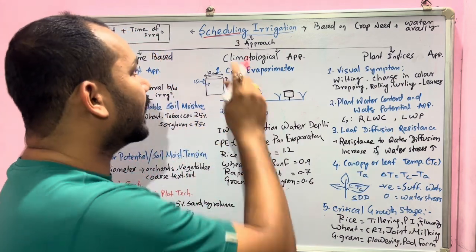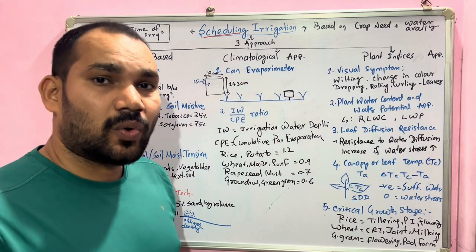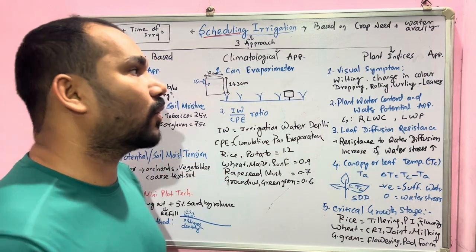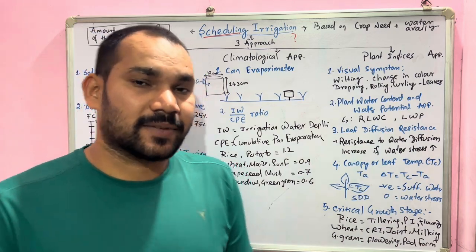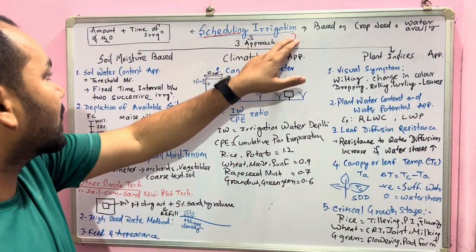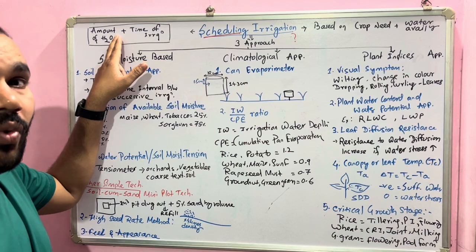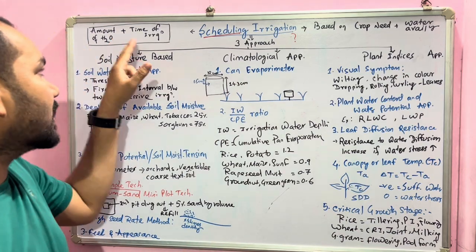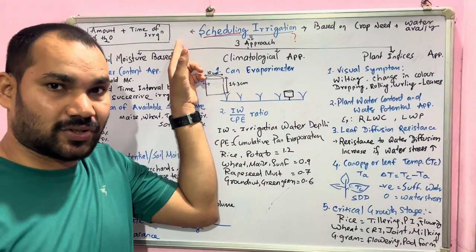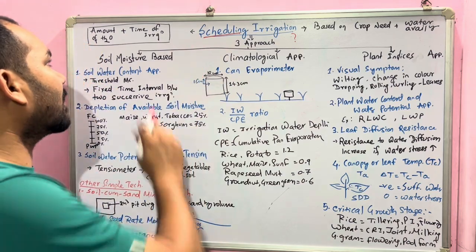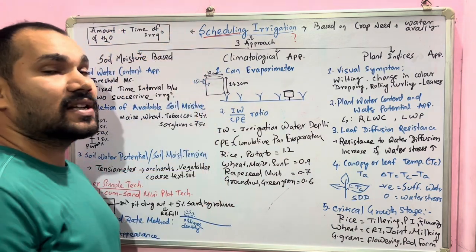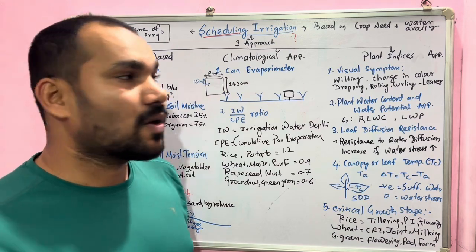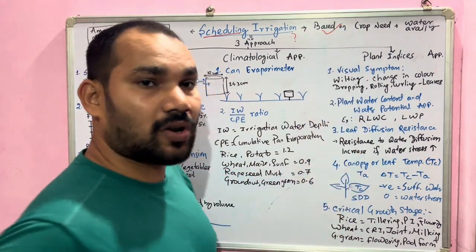So in case of scheduling of irrigation, we have to find out when to irrigate. And this question depends upon the amount of water you require, and another is the time of irrigation. Okay. And this amount of water to irrigate and time of irrigation depends upon two things. One is based on crop need.